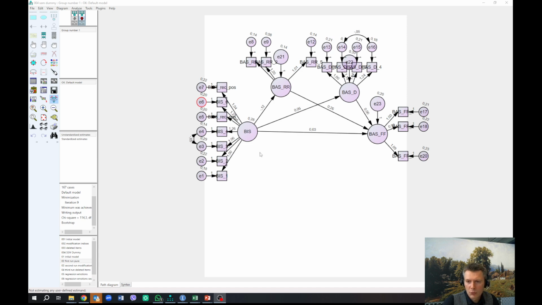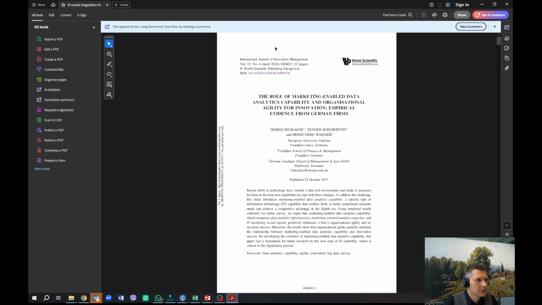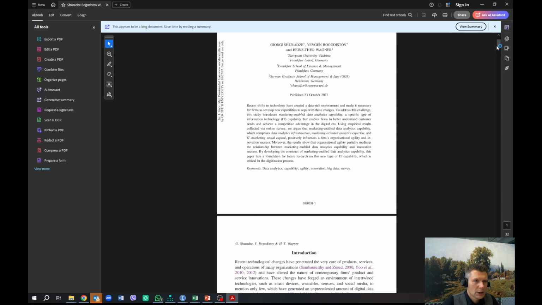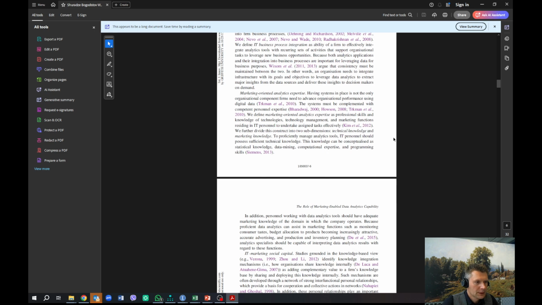If you want to know more about how to report results, just look in some of my papers, or other papers of those who report structural equation models. See how they nicely depict the models. Let's see if I can find my paper with Shuradze and Wagner. We once wrote a paper. This is the paper in the International Journal of Innovation Management, and I want to show you how we depicted this model and how we reported the results.